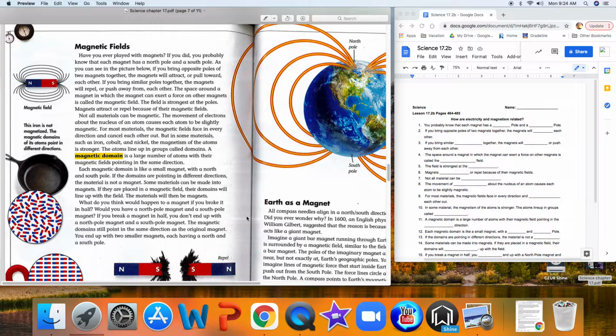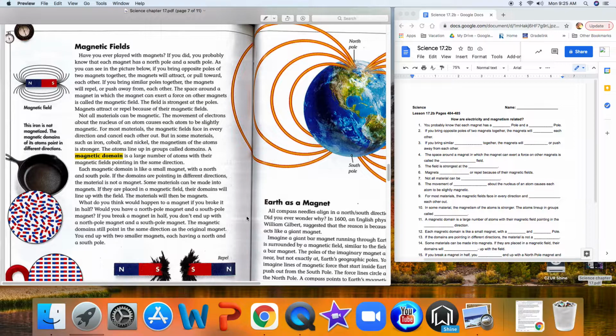Let's get started. Paragraph number 1, on what a magnetic field is. Kennedy, paragraph 1, please. Have you ever played with magnets? If you do, you probably know that each magnet has a north pole and a south pole. Continue on. As you can see in the picture below, if you bring opposite poles of two magnets together, the magnets will attract or pull towards each other.